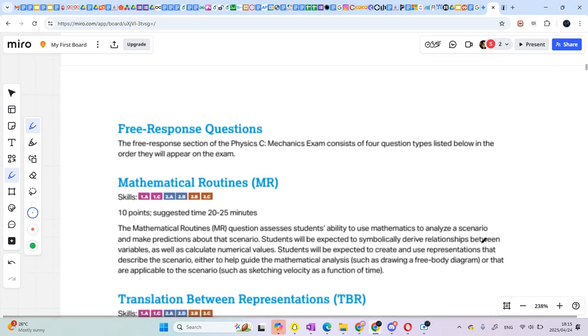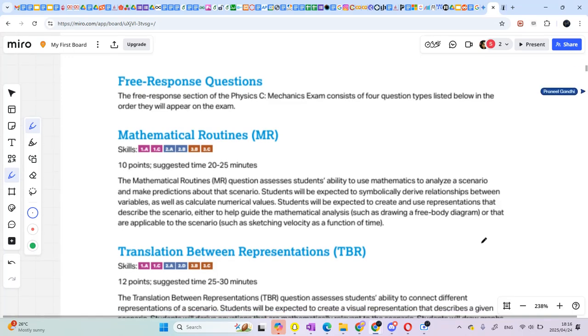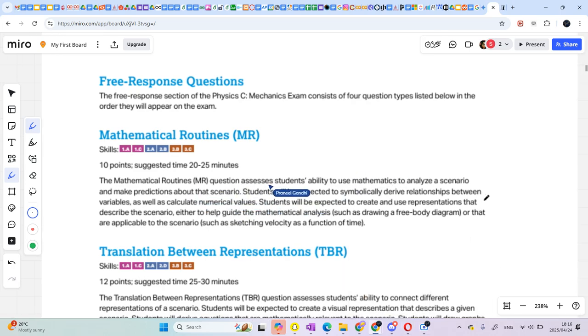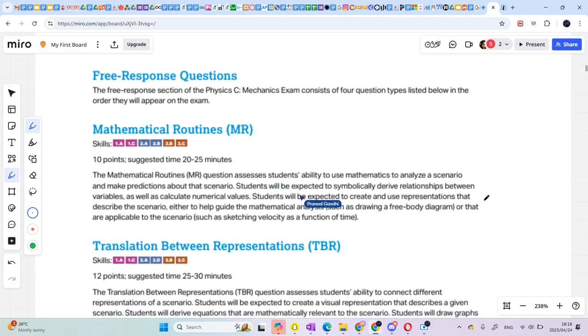All right, now let's move on to the types of free response questions. So there are four types of free response questions, as you went over previously. So the first one, mathematical routines. You're given a scenario and you have to make predictions. So you have to make relationships between variables, like without plugging in numbers, basically, and then you'll have to plug in numbers.